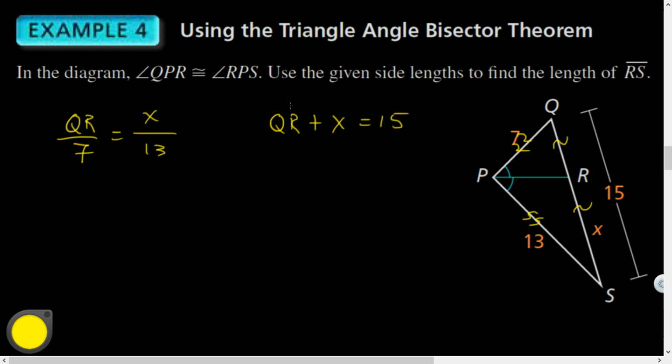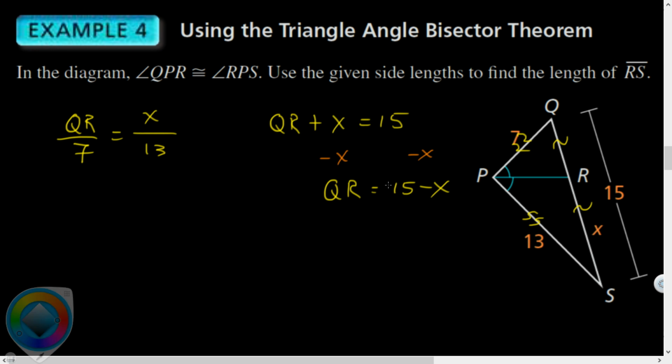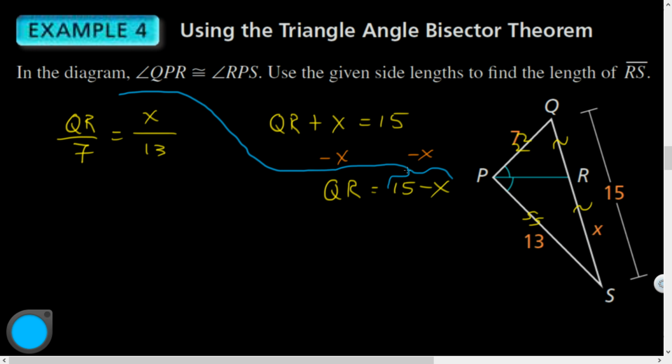And why is that true? Segment addition postulate. Yeah. And watch this. If I solve for QR here, I'll get QR equals 15 minus x. And then I can do some substituting. I was going to do like a curly bracket. Yeah, that's pretty good. And I'll plug this in for QR all the way over here. So 2 equations, 2 unknowns. Back to the days of Algebra 1.